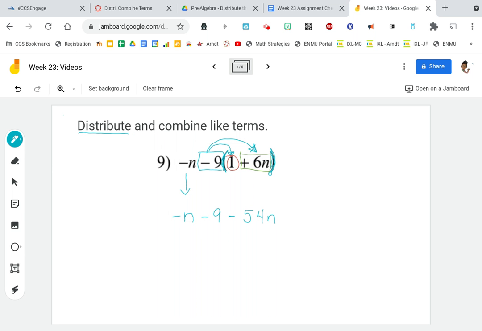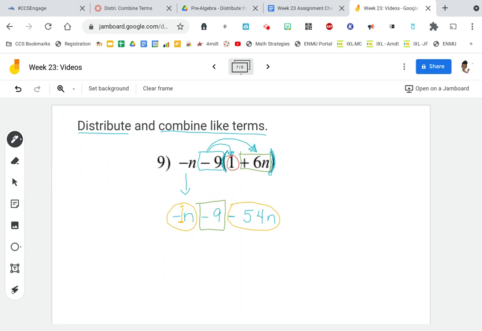Okay, so now I have to combine like terms. So I'm going to look for like terms. Well, if I look, my first term, negative n, that's an n to the first power. And I'm going to remember that there's actually a coefficient of 1 in front of that n, even though I don't see it. And then I'm going to look at the last term, which is negative 54n, which has an n as well. And another term that we have that won't combine so good with anybody is this negative 9. It's just all by itself, and that's okay.